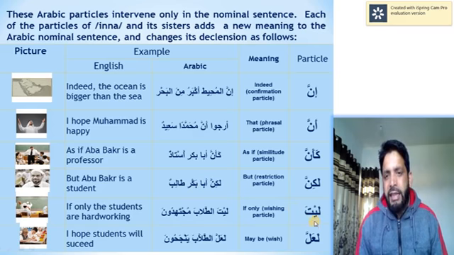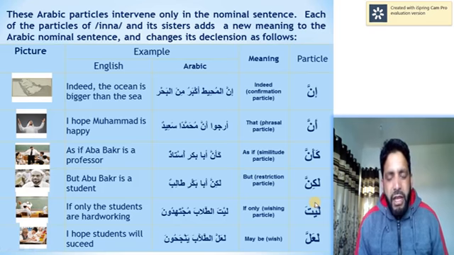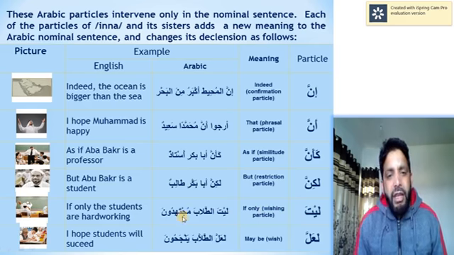Now the next sister is laita. Laita means it's a wish. Like if only, you can say a wishing particle. Through this particle, we create a meaning of wish in a sentence. So when I say laita at-tullaba mujtahidun, laita means if only, at-tullaba means students, mujtahidun means hardworking. Oh, if only the students are hardworking.